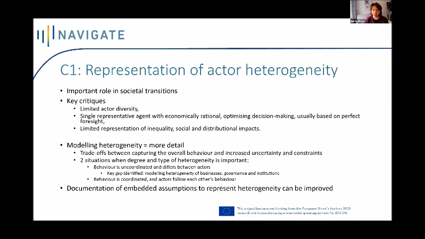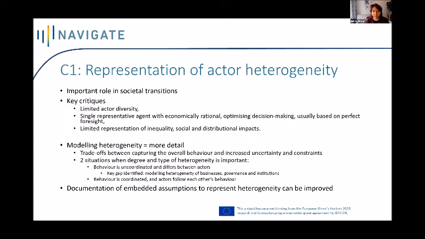In the paper, we discussed two situations when the degree and type of heterogeneity is important. The first one is when behavior is uncoordinated and differs between actors. This is important, for example, for assessing policies targeting specific groups or inequality, when the results are significantly different from the case of aggregated results. In the paper, we give examples of IAM modeling exercises which implement this, although we also recognize that these exercises are generally limited to consumer heterogeneity, and we identify that further research should be done in the direction of modeling heterogeneity of businesses, governance, and institutions, which will significantly change some of the current modeling conclusions.